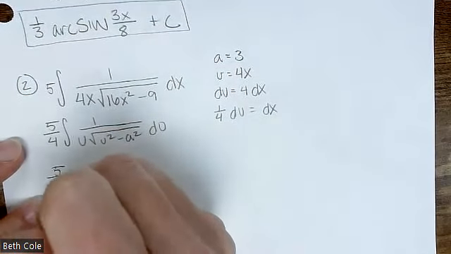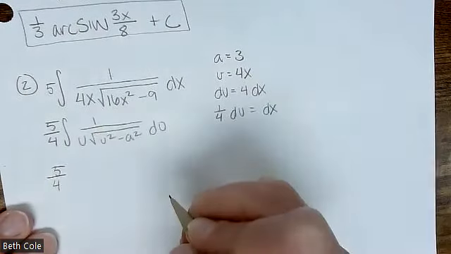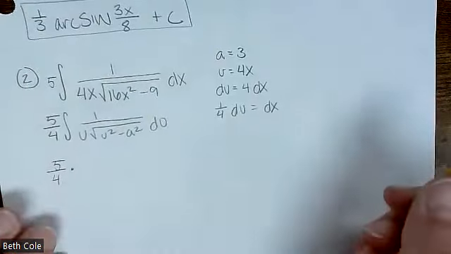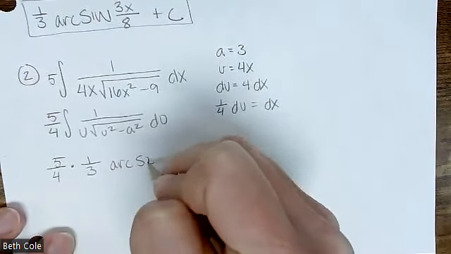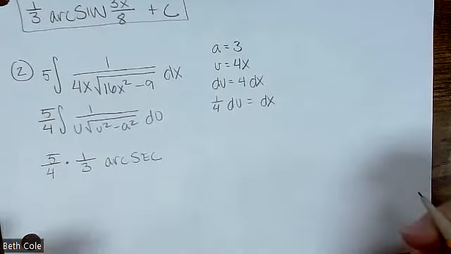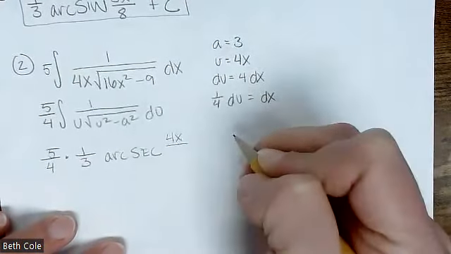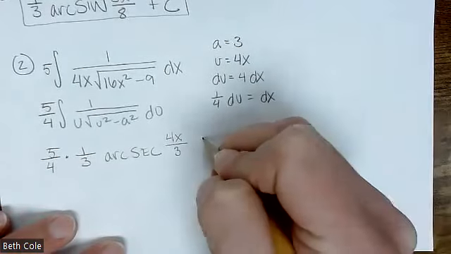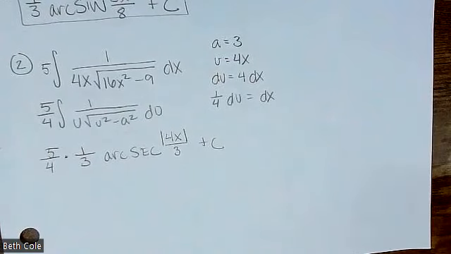5/4, and then arctangent and arcsecant do have that 1 over a out front. So for us, that would be 1 over what? Over 3. Arcsecant, u over a plus c. So that would be 4x over 3 plus c. And this one does have the absolute value. So just try to remember to put it.